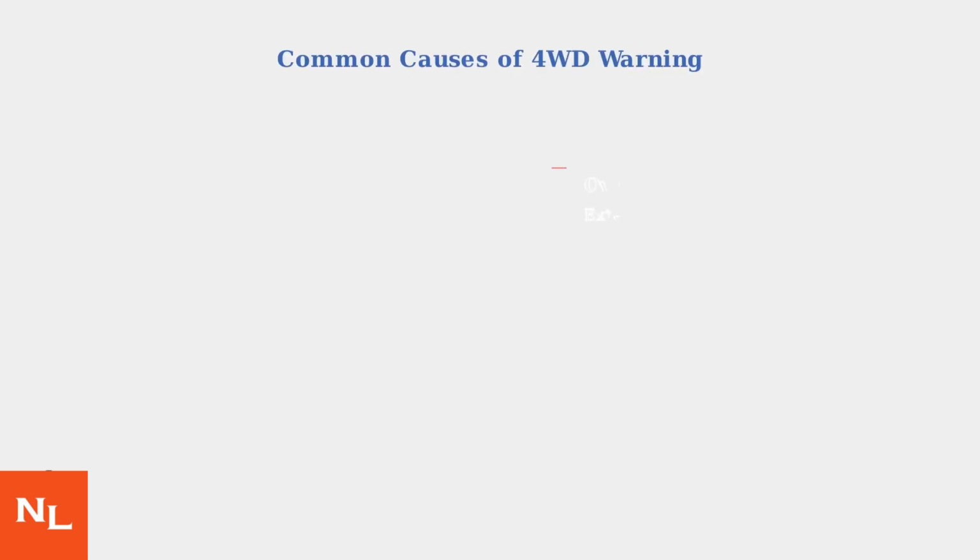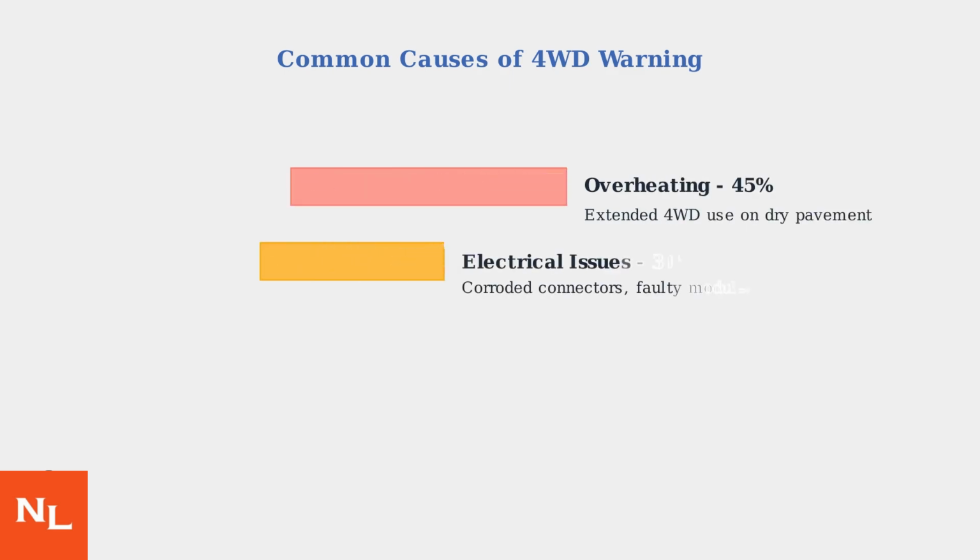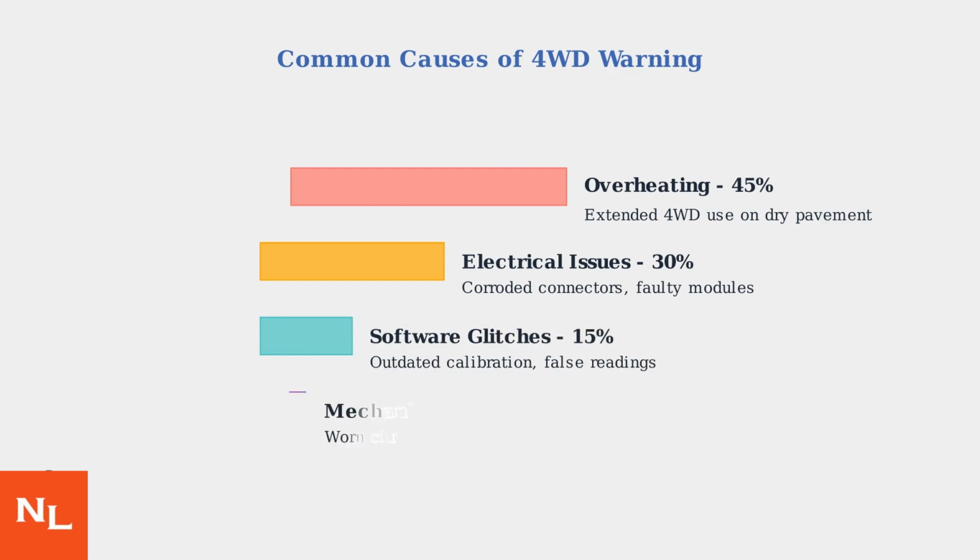The warning appears for several reasons. Overheating accounts for 45% of cases, typically from extended four-wheel drive use on dry pavement. Electrical issues cause 30% of problems, including corroded connectors and faulty control modules. Software glitches represent 15% of cases, often from outdated calibration or false sensor readings. Mechanical failures account for the remaining 10%, including worn electromagnetic clutches and internal component damage.